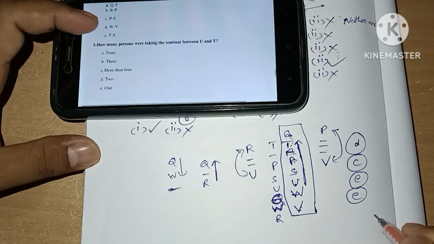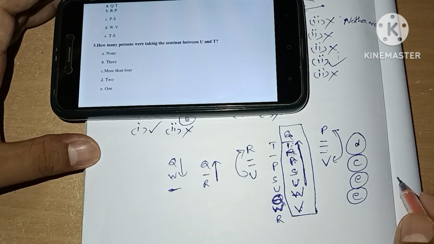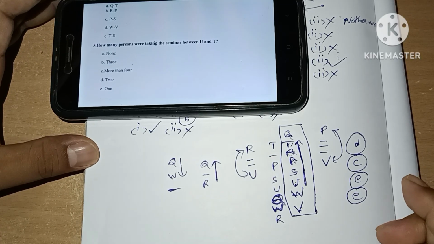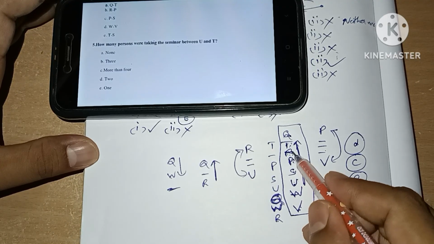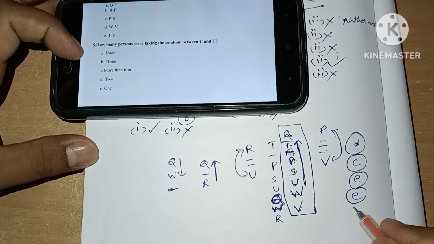Next, how many persons take the seminar between U and T? U and T, 1, 2, 3. 3 people. Option B is our answer.